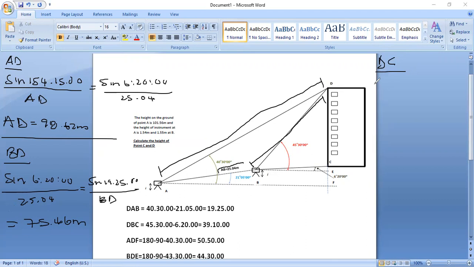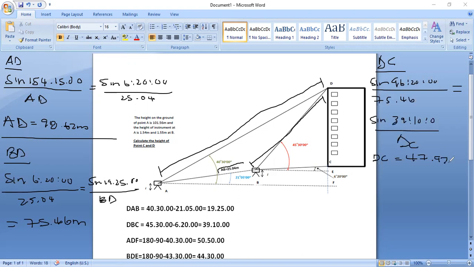Okay. Now we need to calculate DC. And DC is sine of 96.20.00 over 75.46 equal to sine of 39.20.00 over DC. And therefore, DC's answer is 47.92.